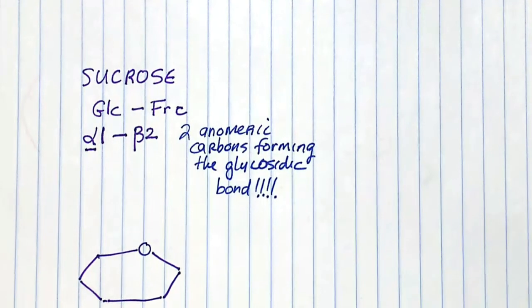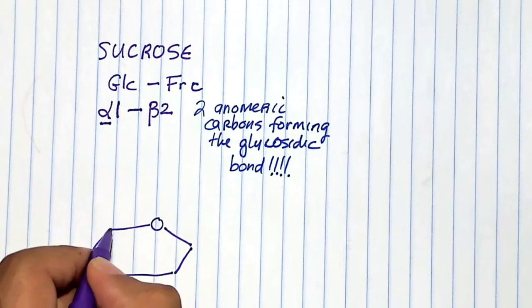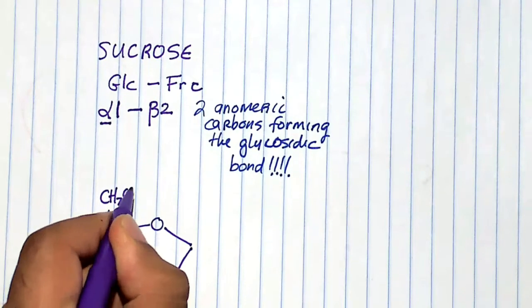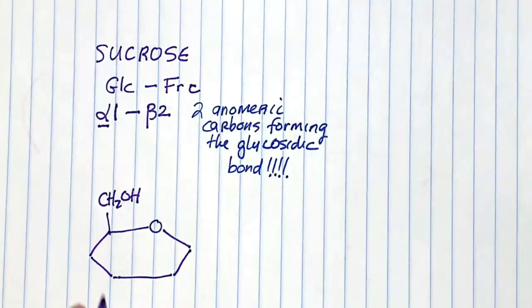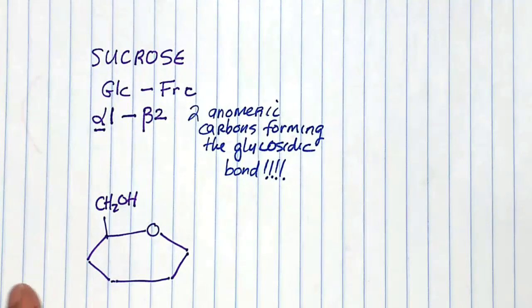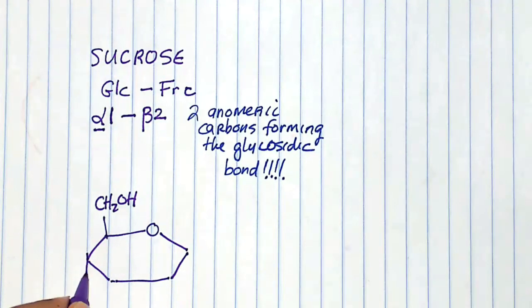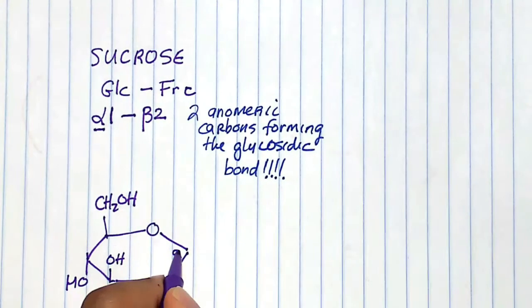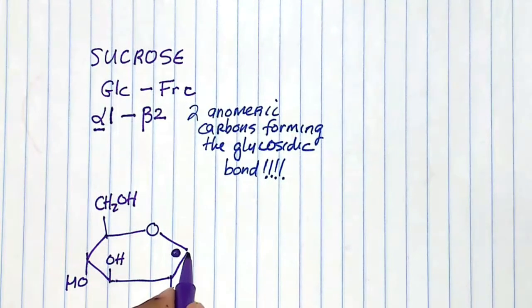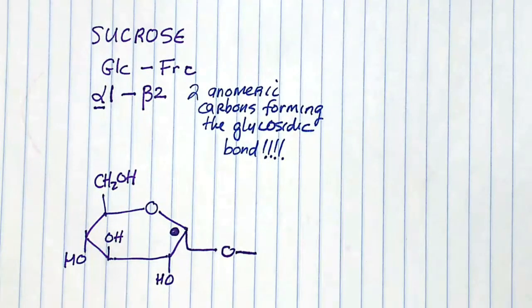I'm going to draw the D form. The D form would be that CH2OH is up above the plane in the Haworth projection. Here is glucose. So alpha. Here is my anomeric carbon. It's the alpha form, so that OH is below the plane of the ring. But that's going to form a glycosidic bond with fructose.